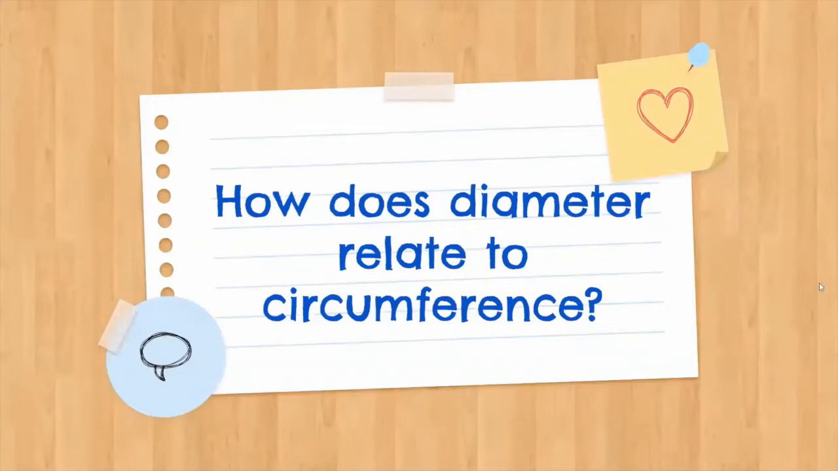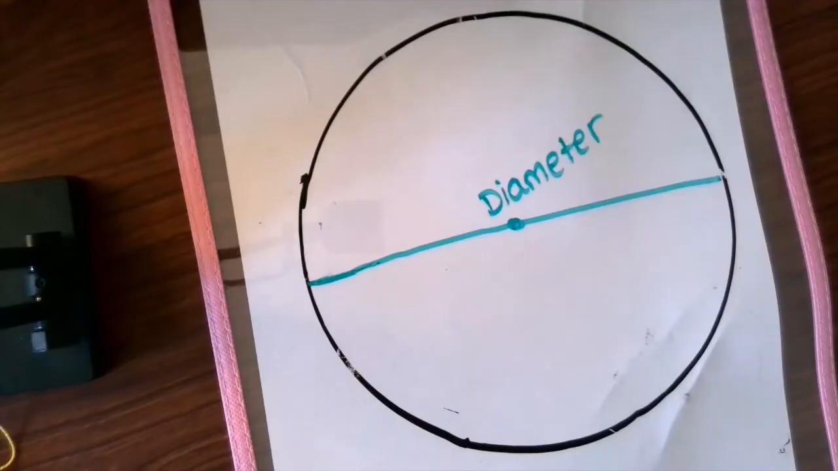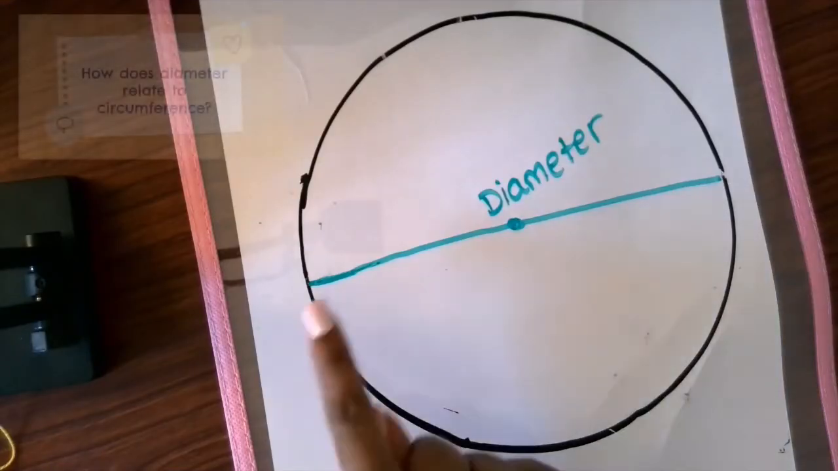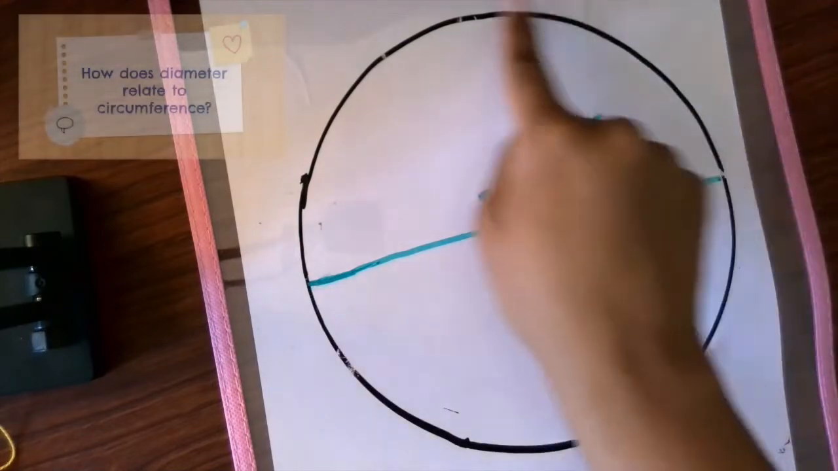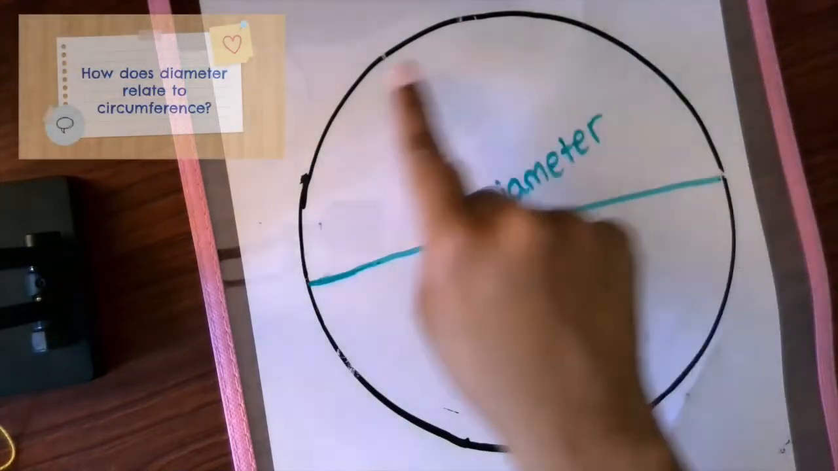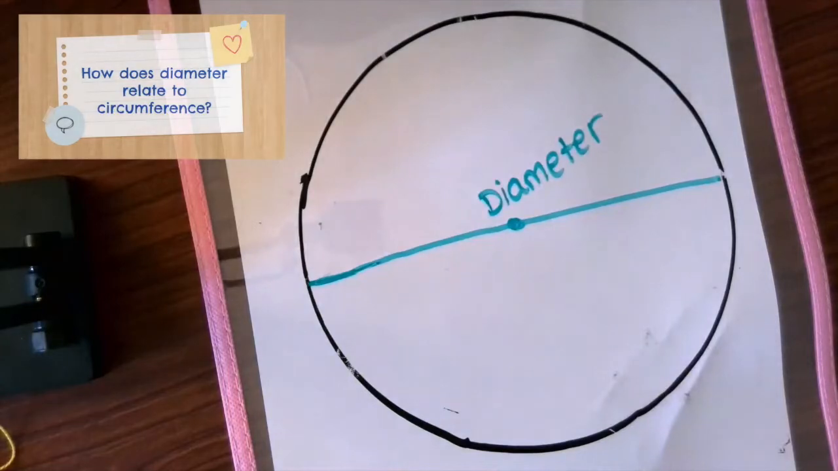Next question. How does diameter relate to circumference? What do you think is longer, the length of the diameter or the length of the circumference of this circle? If you said the length of the circumference, you're right. And I can show you that by using string. How many times longer do you think the circumference is than the diameter?